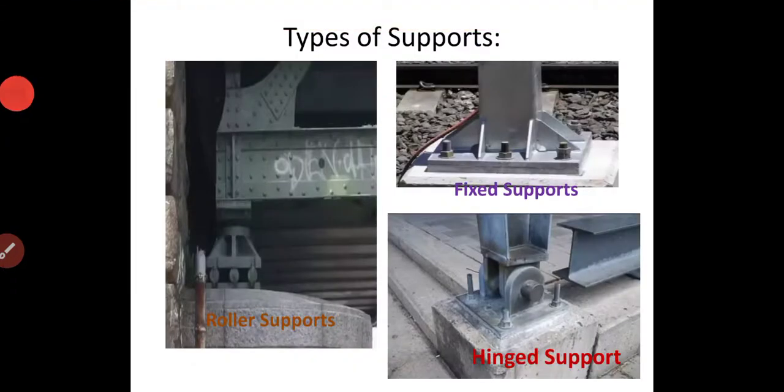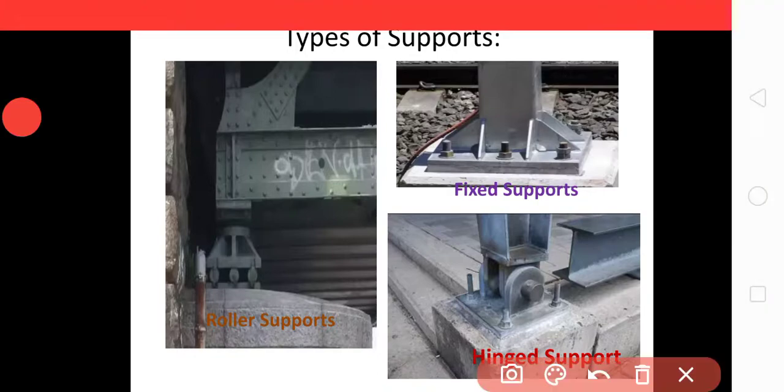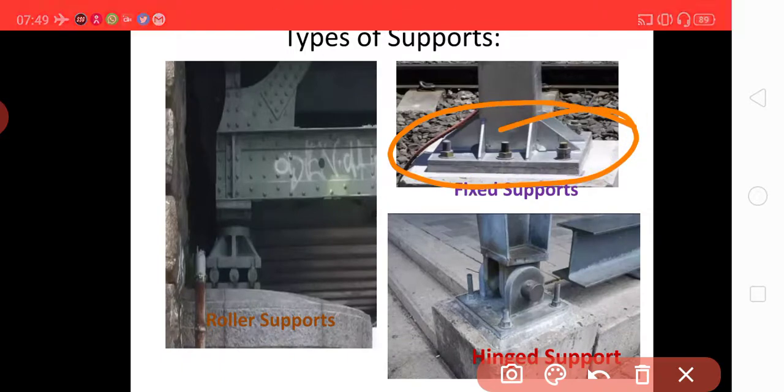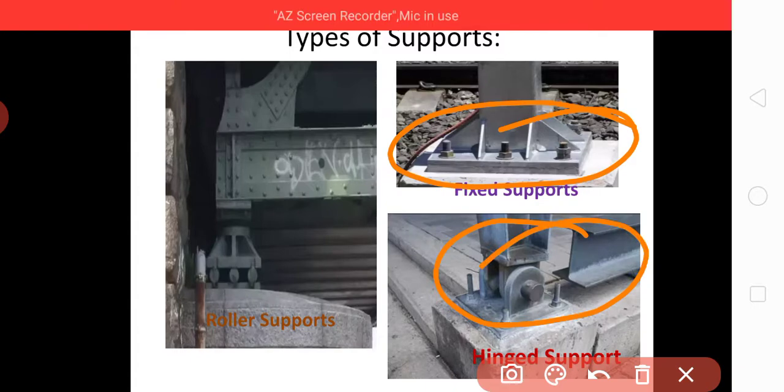These are some practical examples. Here you can find the column kept on a floor which is fixed by bolts, and this is a fixed support. Here this is a hinge support. This is an I section having one part like this, the other like this, and a beam member is fixed through a pin here.